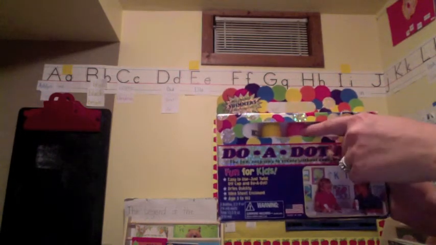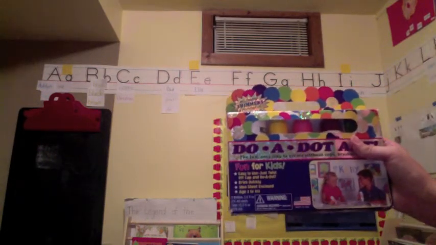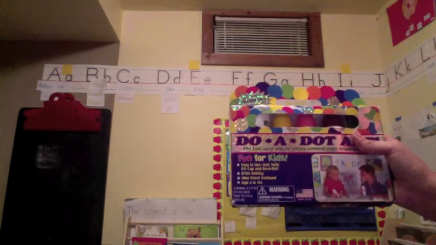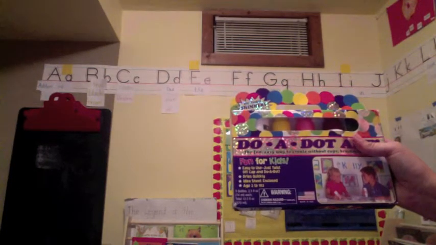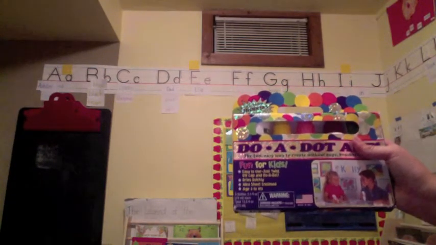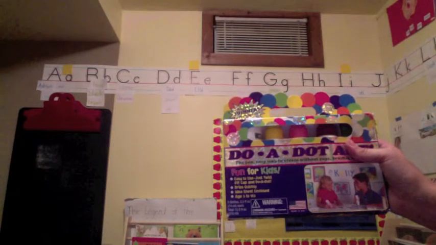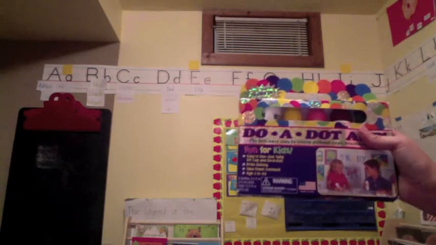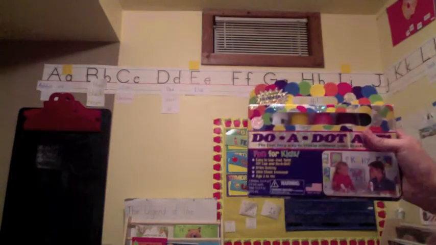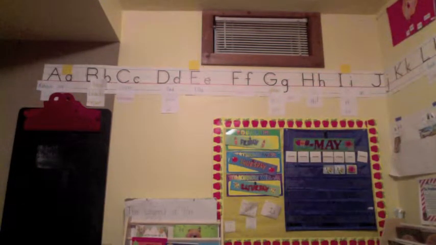For Ashlyn, I would also do, I have the dot markers, and they're just like those little bingo markers, and I would have her make her letters with those. I also had her, at the end of the year, she started working on some short consonant vowel consonant words like hat and sit, and so I would have her use the dot markers to trace those words as well. Those could also be used for your older kids too.